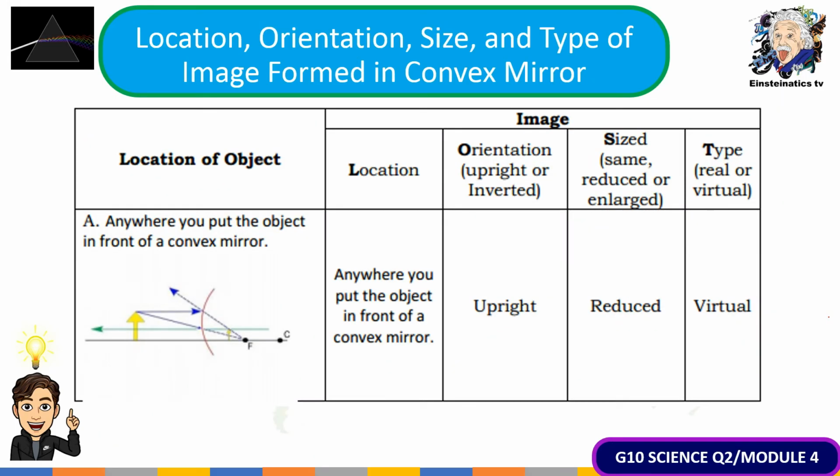Now, let us explore the qualitative characteristic of images formed through convex mirrors. So, for the location, kahit saang location mo ilagay sa harap ng isang convex mirror, yung mapo-form niya is upright. And yung size niya is mas maliit or reduced kaysa sa original. And the type of image formed is virtual.